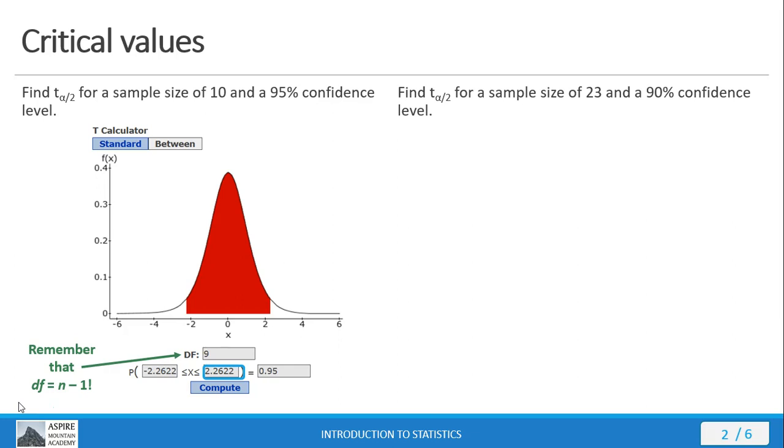Here's the next example. Find t alpha over 2 for a sample size of 23 and a 90% confidence level. Again, stop the video, see what you can do with this, then come back and we'll see how well you did.